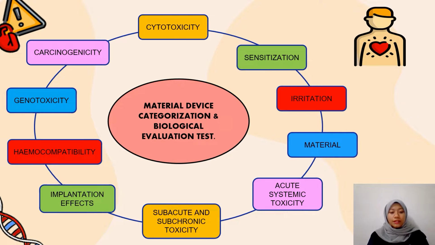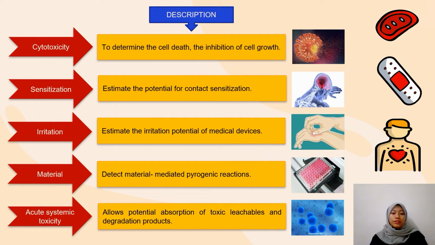So here we have 10 types of tests that have been done for material device categorization and biological evaluation tests for blood type C. First, we have cytotoxicity test, sensitization test, irritation test, material-mediated pyrogenicity test, acute systemic toxicity test, subacute and subchronic toxicity test, implantation effect test, hemocompatibility test, genotoxicity test, and carcinogenicity test. Now the description of every test that has been done.